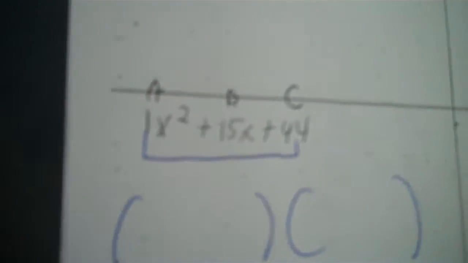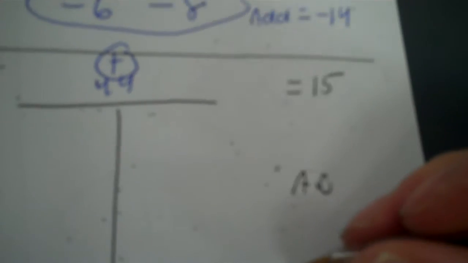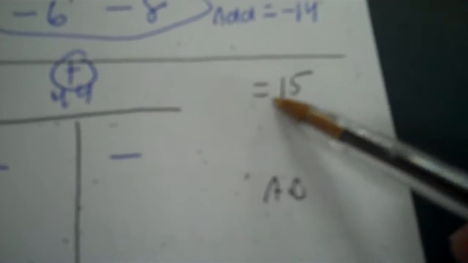A times C, the 1 times the 44. This is 44. It's again positive. All this assignment is positives. Match signs. So put two signs that match, and you're trying to add to positive 15. The middle term is what you're adding to. That's why I put that right there. Positive 15. So start dividing.